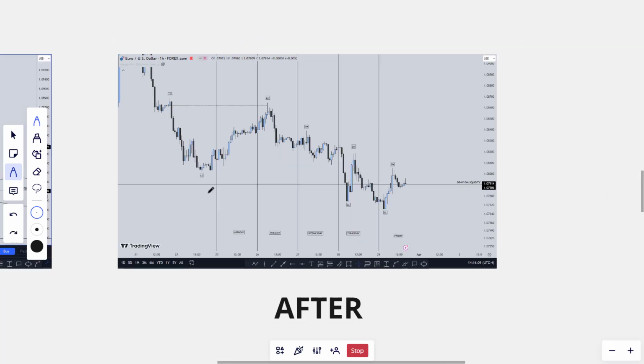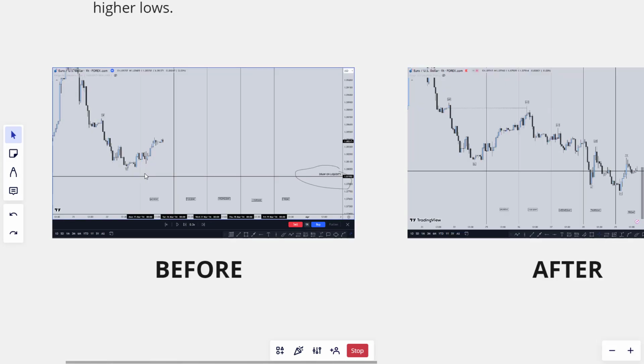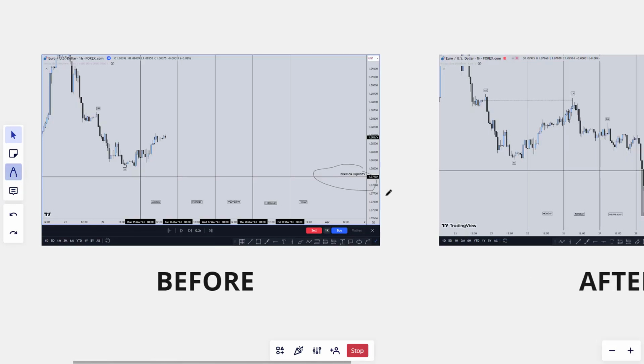So as we can see, before the week started, we had marked out each day, and we know that this was our draw on liquidity, just like we stated. So we were just expecting price to come back down and create lower highs and lower lows, because we had our first lower high right here, and then we had our second lower high right here, right?